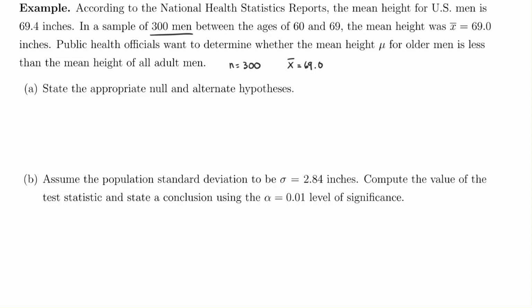Public health officials want to determine whether the mean height, mu, for older men is less than the mean height of all adult men. Based on this phrasing, we need to write out our appropriate hypotheses. So we have our null hypothesis and our alternate hypothesis. I would encourage you to take a moment, pause the video, and think about what you would claim to be your null and alternate hypothesis here. Remember, you're getting your claim from the wording of the problem, so pause and think about it.